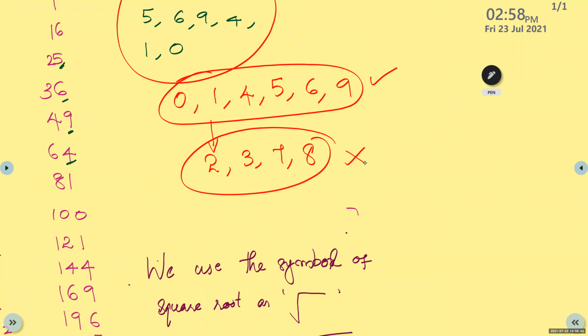Okay. So there will not be any perfect square which ends on these digits. What are these digits? 2, 3, 7, 8. Okay, children. So no perfect squares will end in these digits: 2, 3, 7, 8. Okay. Clear? Yes, ma'am. 0, 1, 4, 5, 6, 9 will come. 2, 3, 7, 8 will not come as a unit digit in perfect squares. Any doubt, children? No, ma'am.